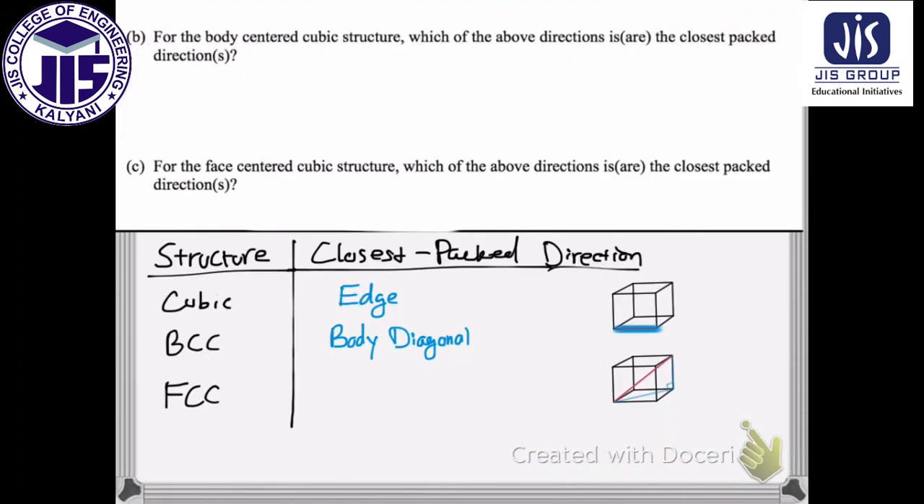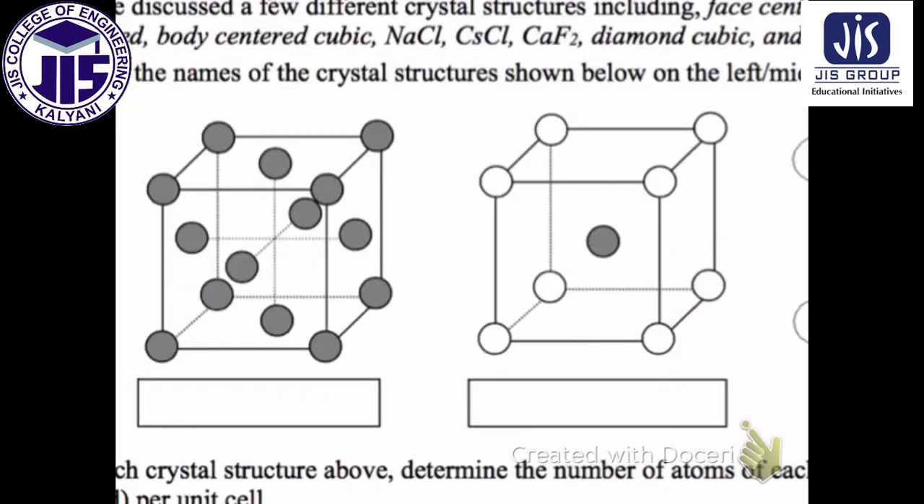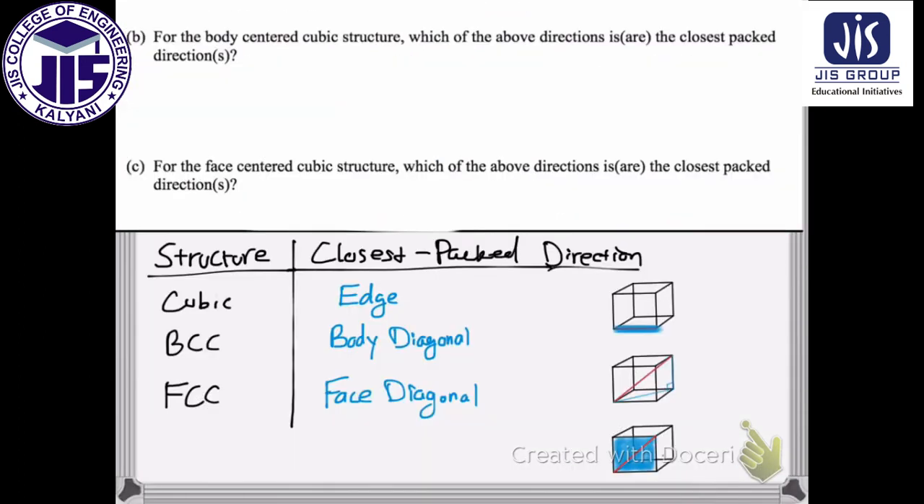And then finally we have your FCC, and that would be going along your face diagonal as your closest packed direction, which just means where the atoms are the tightest, essentially touching. So if you choose one of the 6 faces, you pick a face and then you choose that diagonal, because there's an atom in the middle of every face, that is the closest packed direction.